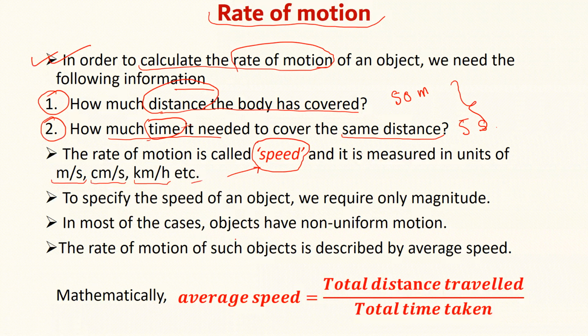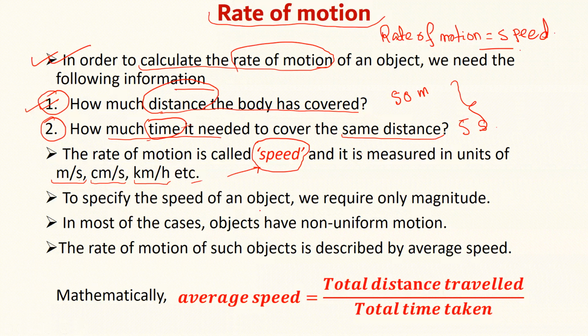So once again, what is the information? How much distance it has gone? Distance is measured in meter, centimeter, kilometer, etc. And how much time it has taken? Time is measured in second, hour, minute, etc. So these two pieces of information are required to specify the rate of motion, and the rate of motion is equal to speed. That is what we have learned so far.